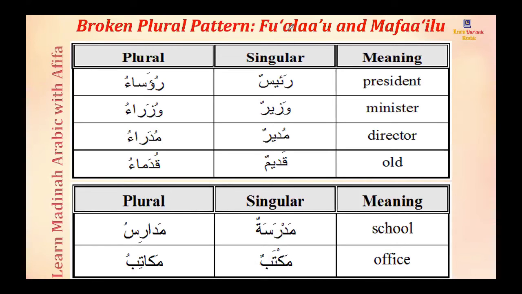So again, we looked at these two patterns before. Ra'isun, ru'asa'u, right? Qadimun, qudama'u. And then madaris is the plural of madrasatun. Makatib. So they follow these patterns. You can sound them out. They follow these patterns here.